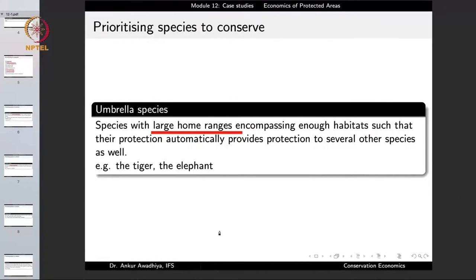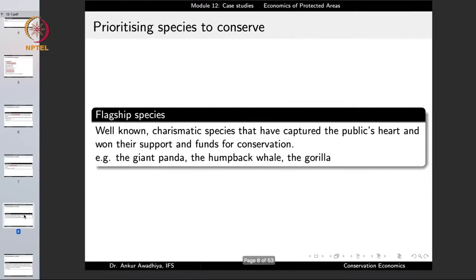So the species that have very large home ranges act like an umbrella to provide protection to a large number of species, just because these umbrella species get protected. So again, they should get priority when we are talking about conservation.